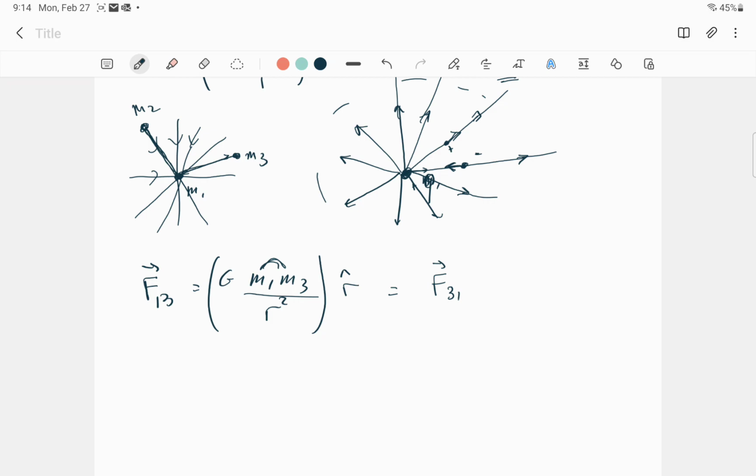What is this value G? Well, G is a universal constant and is 6.67 times 10 to the negative 11. How would I know the units? Well, this is Newton, this is meters, this is kilograms, this is kilograms, and the unit for the force is Newton.